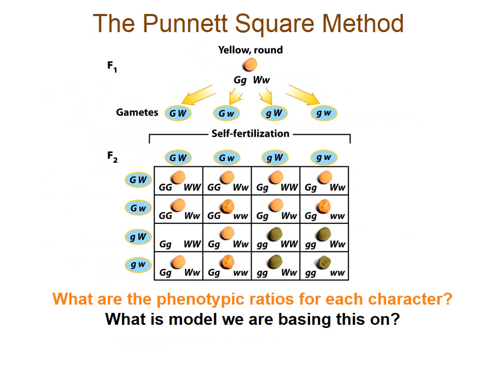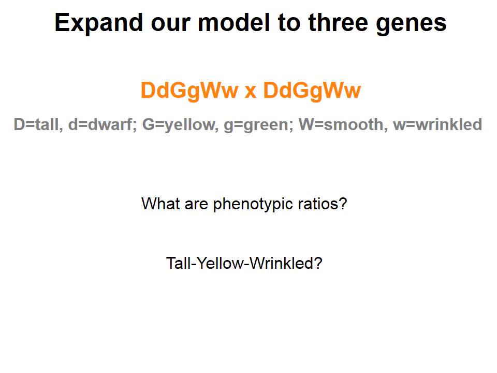Okay, so Punnett square method, we just did this, right? We could figure out the phenotypic ratios. What's this model based on? I'm just sort of reiterating what we already did. We're not going to go through and do that. We're pretty comfortable with the Punnett square method, hopefully. Okay, let's look at our Punnett square method for those two characters. Let's expand that to 3 characters. And this is where these other methods come in handy.